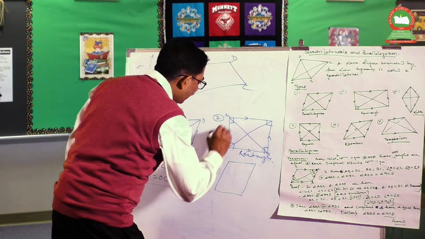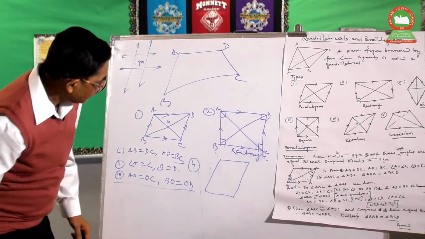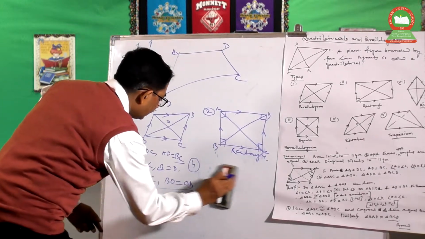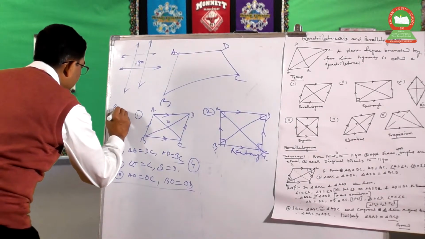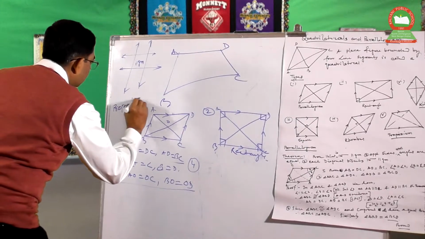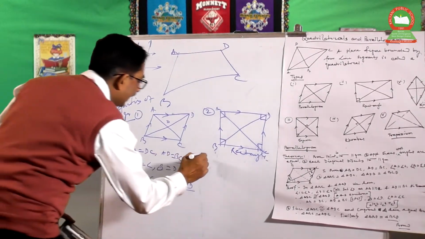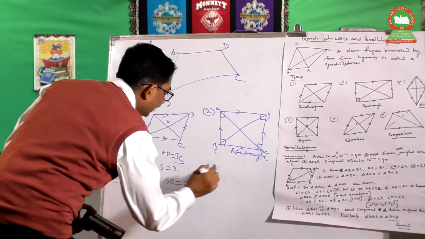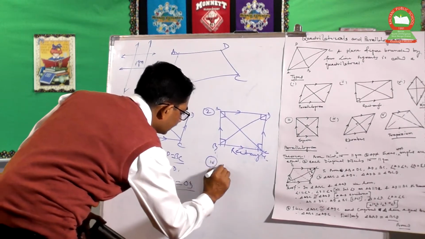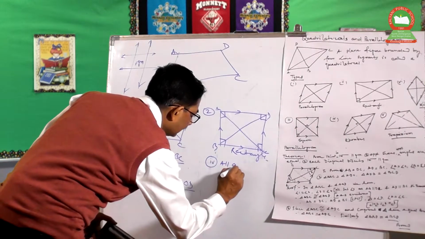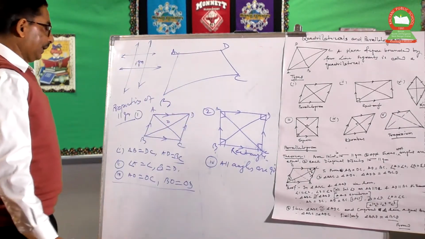Now if I put here CD, what is added over here is, along with the properties of the parallelogram, this 1, 2, 3 and number 4, that is all angles are 90 degrees. This is added only.